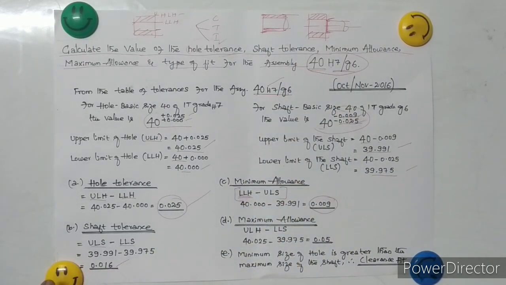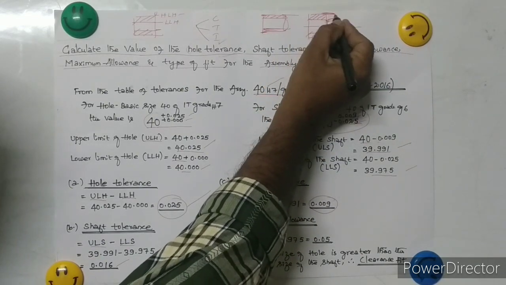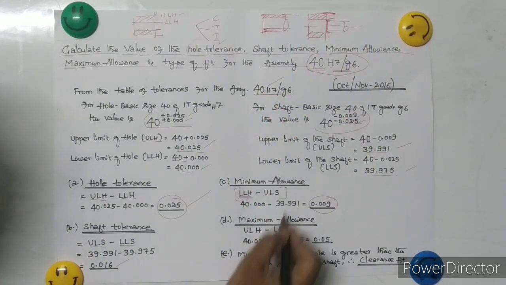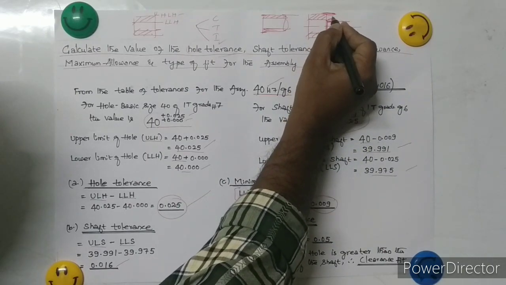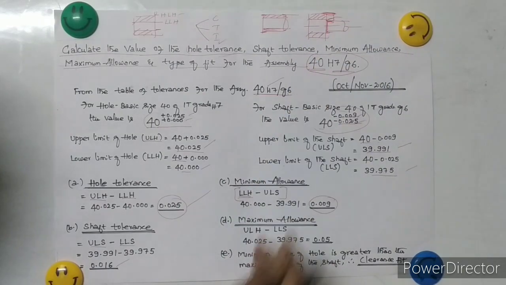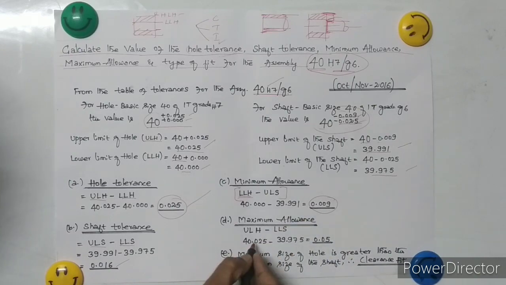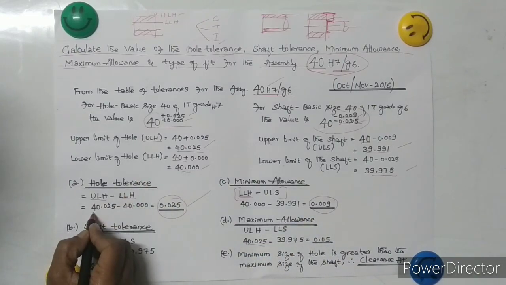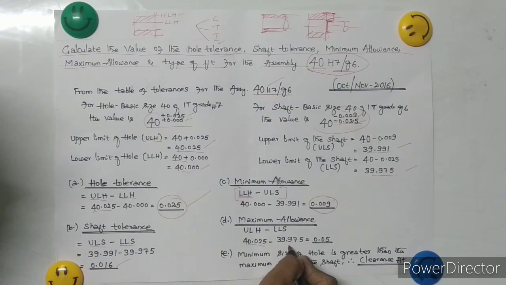The maximum allowance is nothing but the upper limit of the hole minus the lower limit of the shaft. This gives the maximum allowance. It is 40.025 minus 39.975, which gives the maximum allowance.